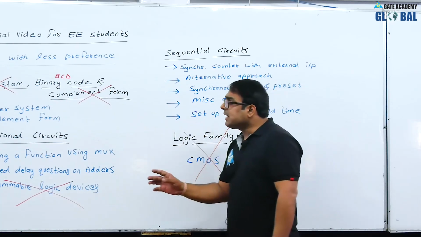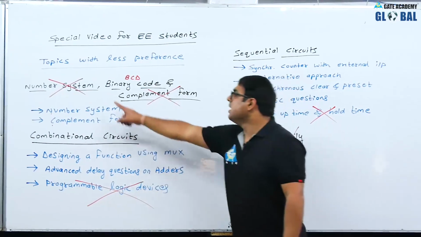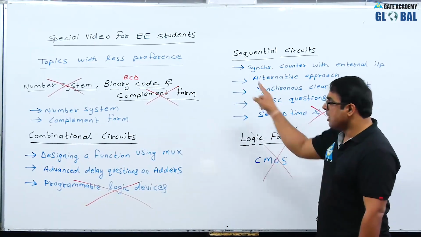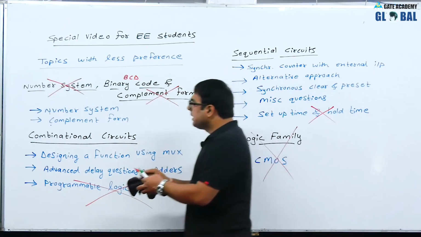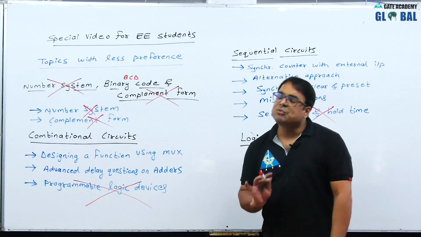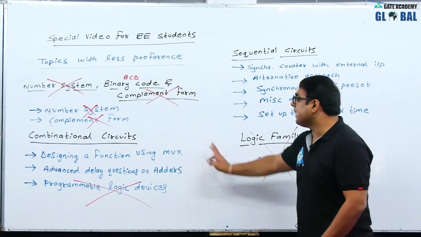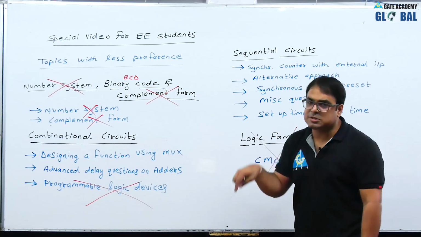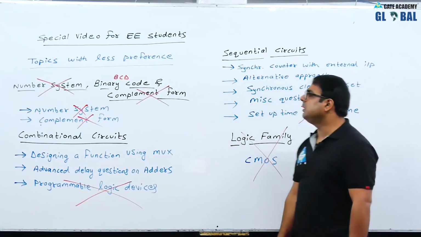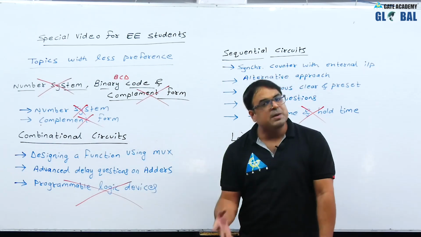So, starting with the very least importance, almost out of the syllabus, not in the GATE syllabus: number system, complement form, programmable logic devices, CMOS, and setup time and hold time, which I have given a big cut. This you can ignore very comfortably. You can say this is out of the GATE electrical syllabus. Other topics which I have written but not cross-marked are somewhat less important, which you may ignore in your preparation.